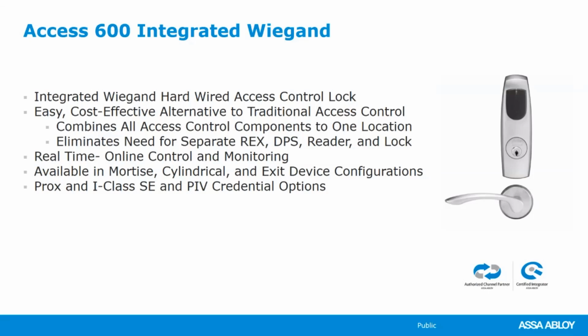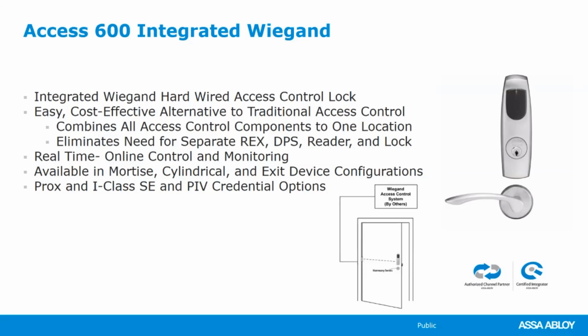Our other technology for online full-time access control would be our Access 600, which is an integrated Wiegand product. Wiegand is just the technology for the speech. It's like the English for access control systems. And this works with our Prox and iClass and some PIV personal credentials.